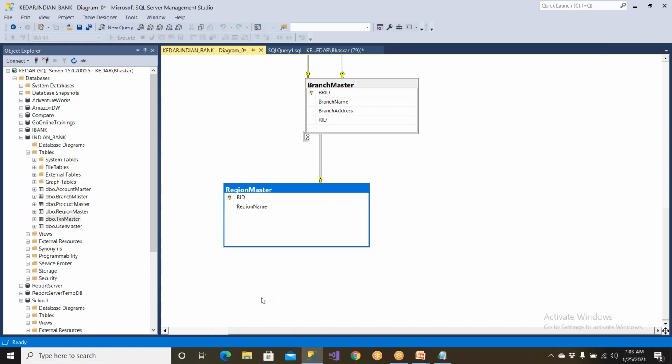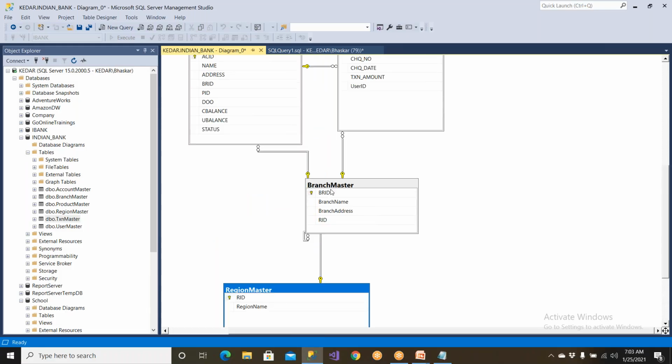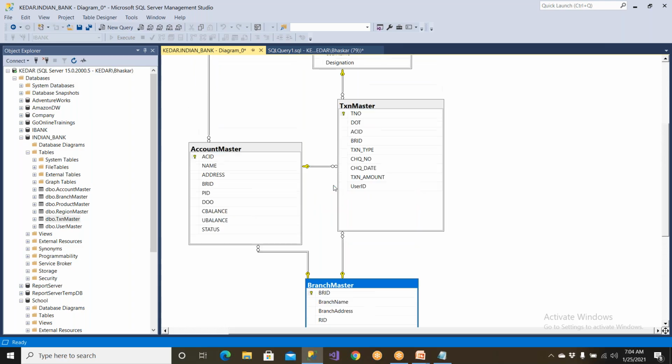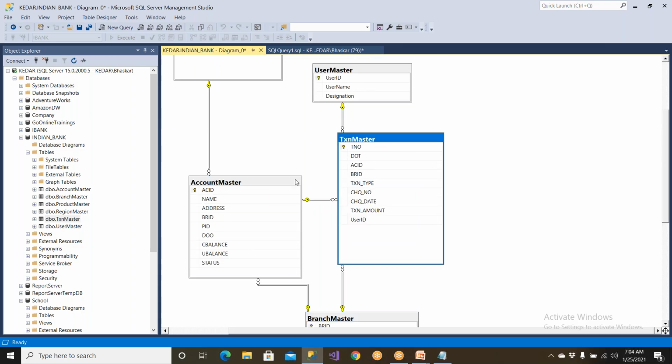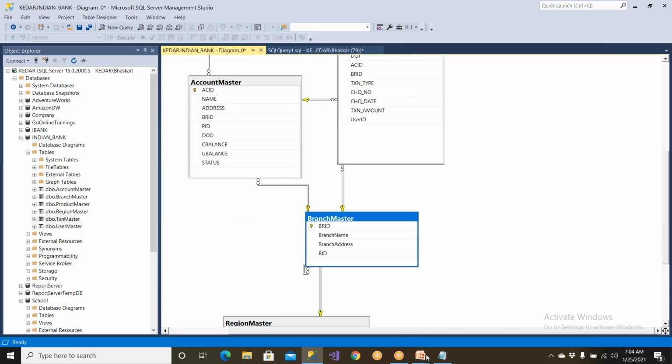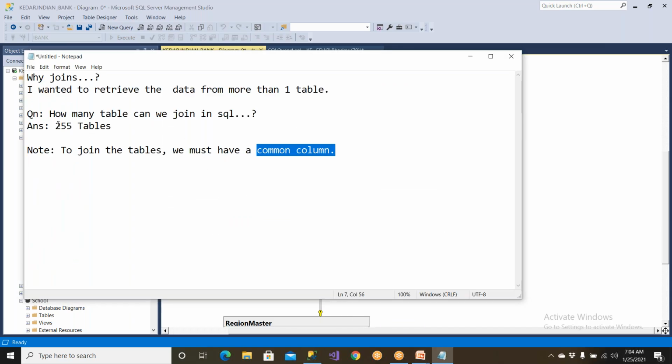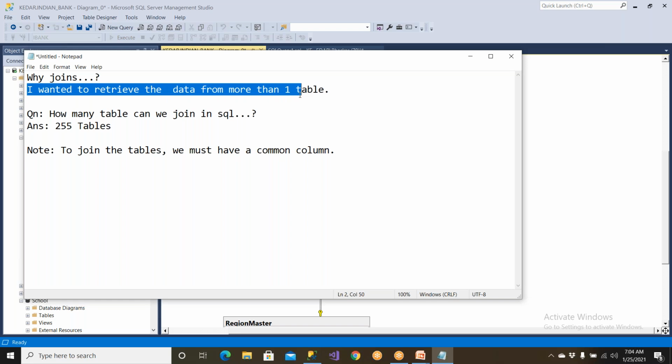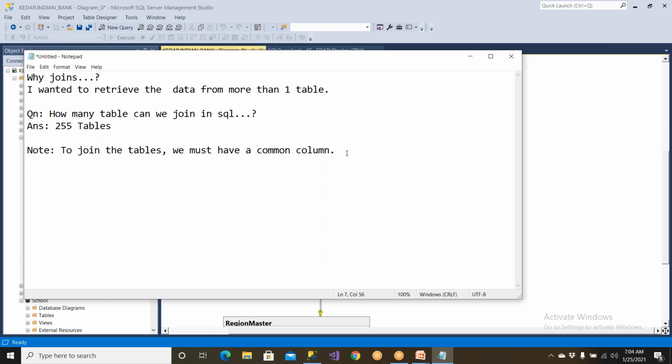Okay, if I want to join, can I join region master and branch master? Yes. If I want to join these two tables, I can join these tables, or this one, this one, this one, this one I can join. So a maximum of 255 tables we can join. Clear? So we must have a common column, otherwise nothing is going to start. Clear? So why we discussed joins: I want to retrieve the data from more than one table. That is where joins are very, very important.